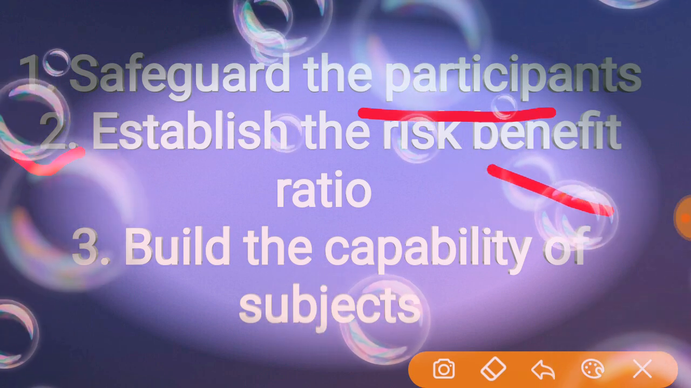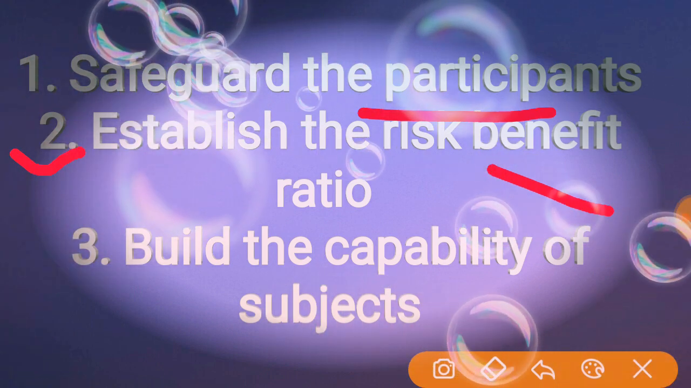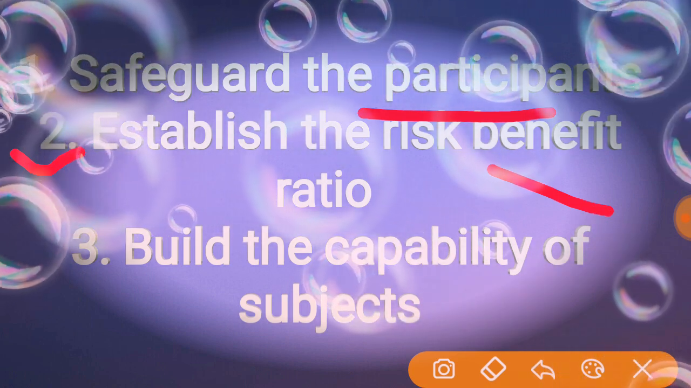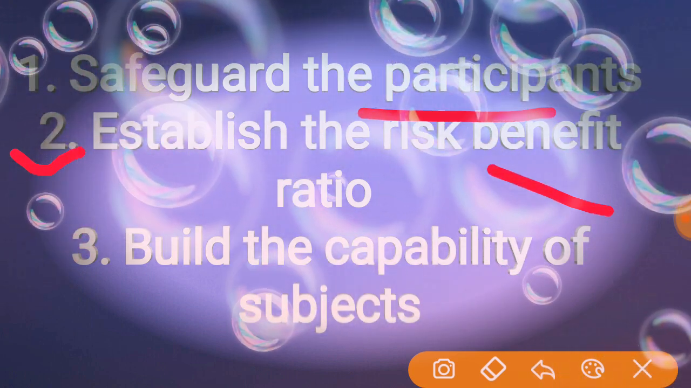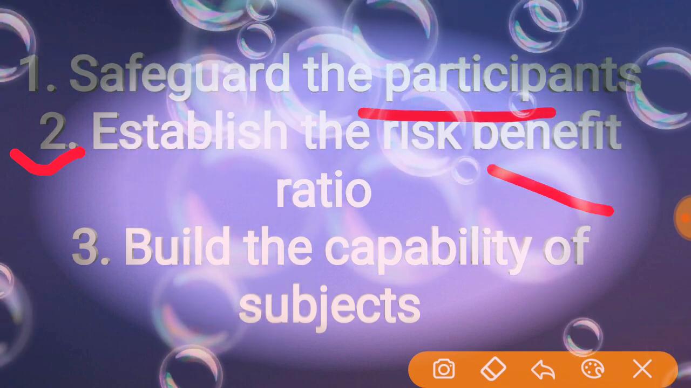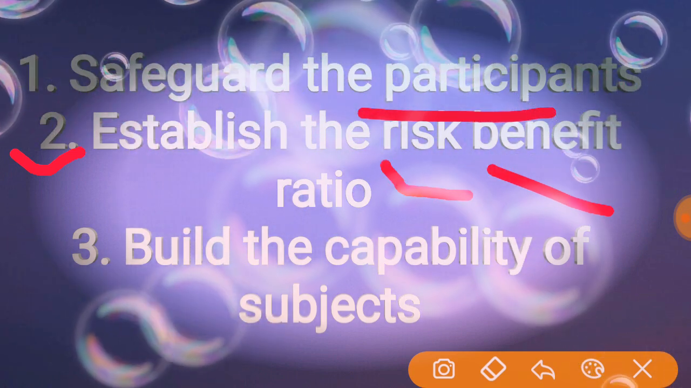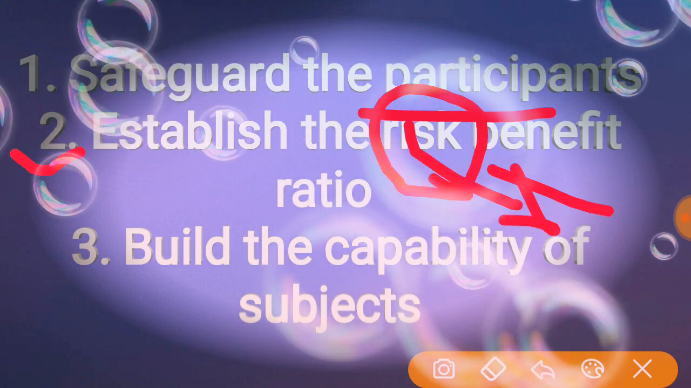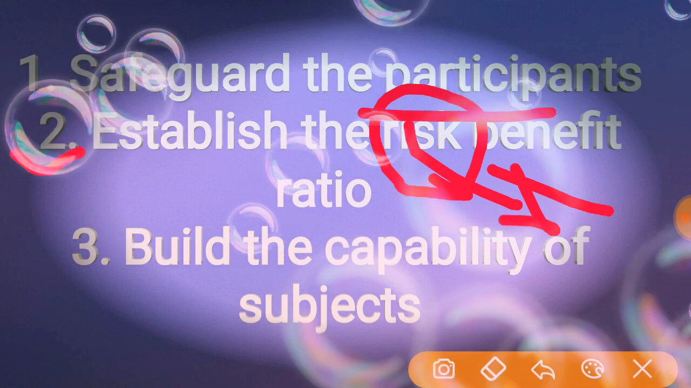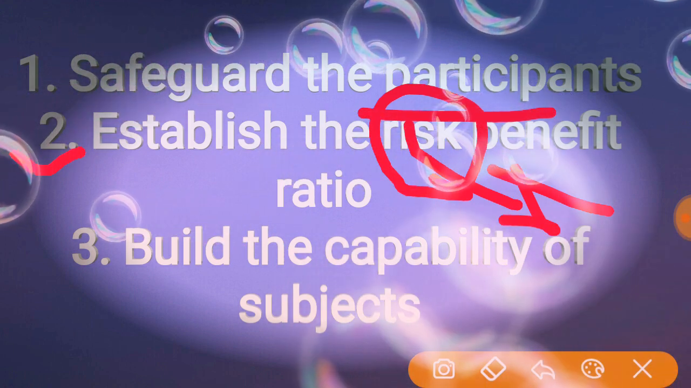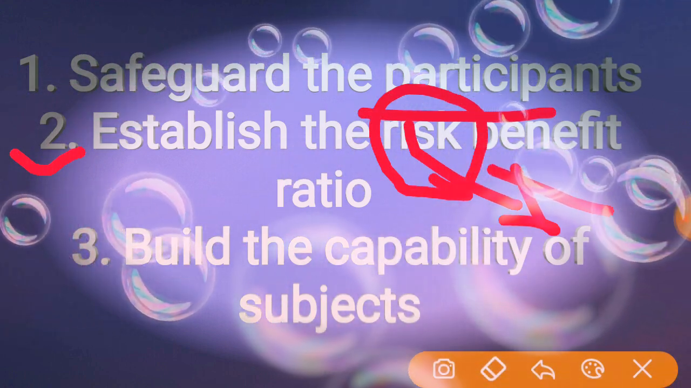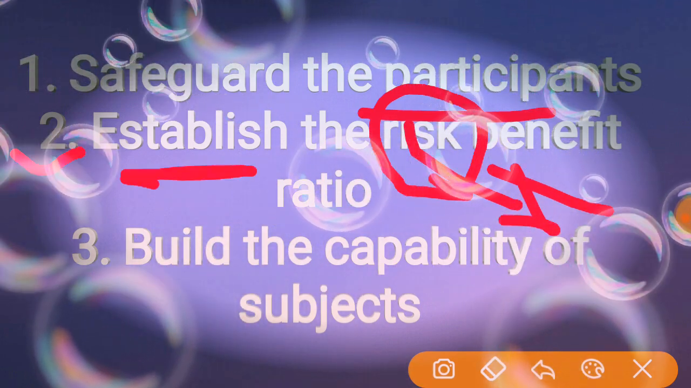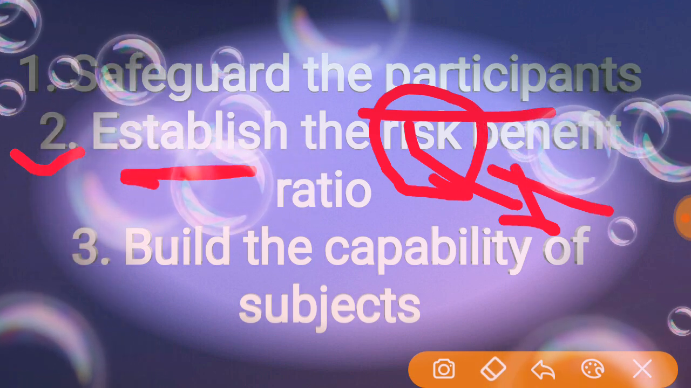Then coming to the second one, establish the risk benefit ratio. What is the main goal of the researcher? To establish the risk benefit ratio. So here there should not be any raising of risk. If in the midst of the study any risk arises, that will harm the research study and the researcher at the same time. So the researcher should be aware from the start to establish the risk benefit ratio.